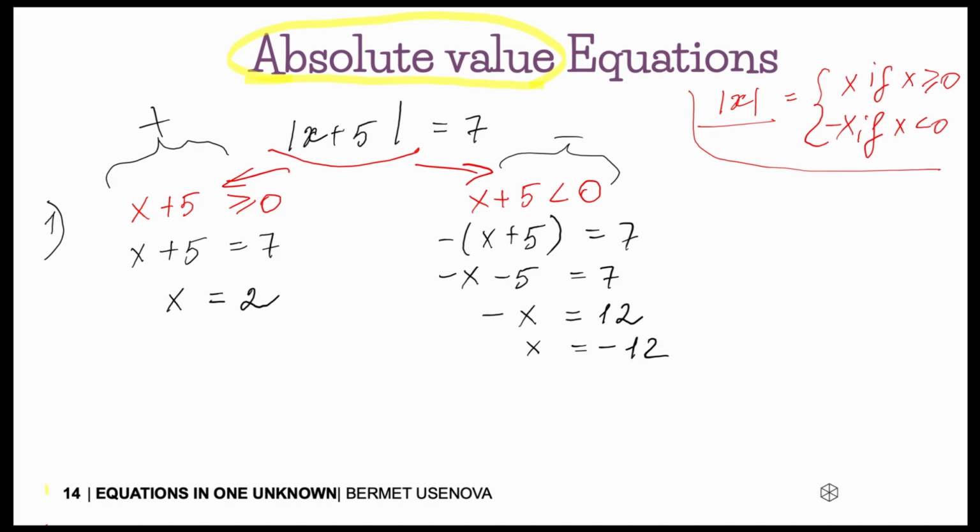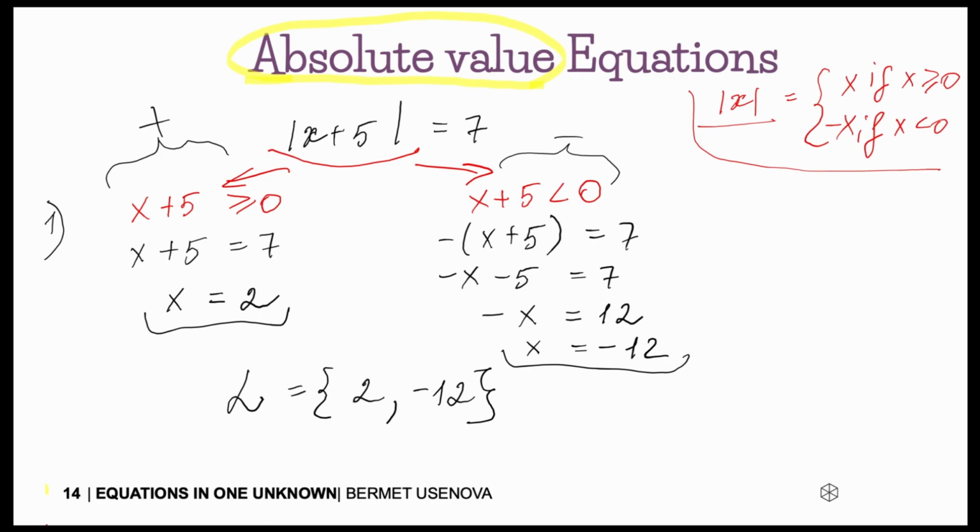So, as you can see here, our solution set will include both these numbers, 2 and minus 12. So again, for absolute value equations, you have to look at two cases: where the term that is in absolute value is bigger than or equal to 0, or the same term is smaller than 0.